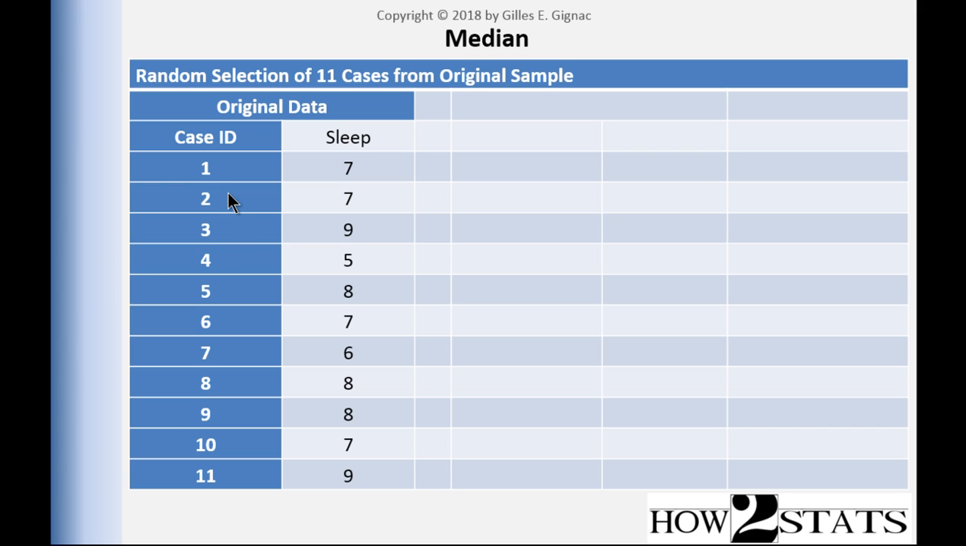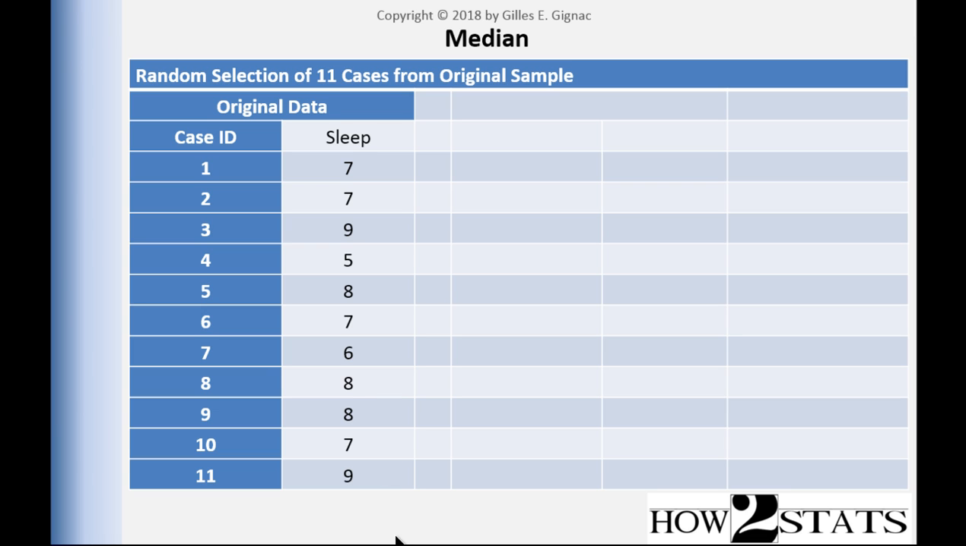So here's an example to calculate the median, and it's based on the sleep data with 11 cases. So I've got case ID running from 1 all the way to 11, and here are their sleep scores. So this person said that they sleep on average 7 hours a night, 7 hours a night, 9 hours, case 6, 7 hours, case 11, 9 hours. So these are the data as they might exist in a table or a data file.